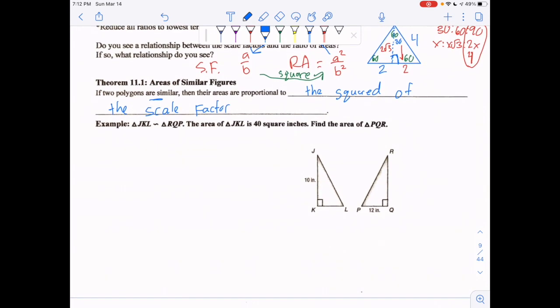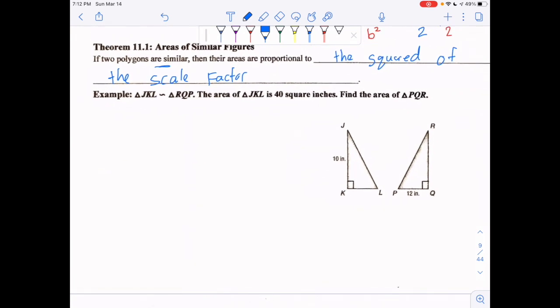Okay, so let's see how we can apply this to an actual problem in our class or in Mr. Wynn's class. So you have triangle JKL is similar to triangle RQP. The area of JKL is 40 inches squared. Find the area of triangle PQR. Okay, so we're trying to find this area. Let's call it A2, area 1 being the other.